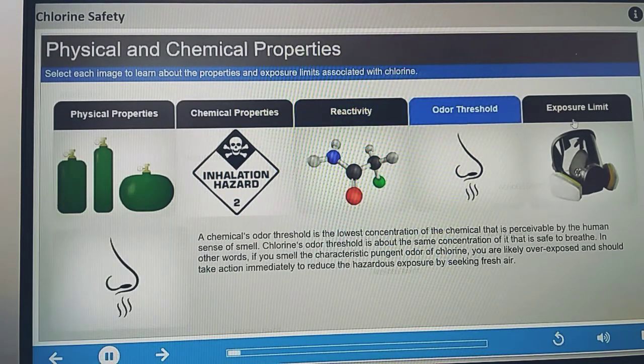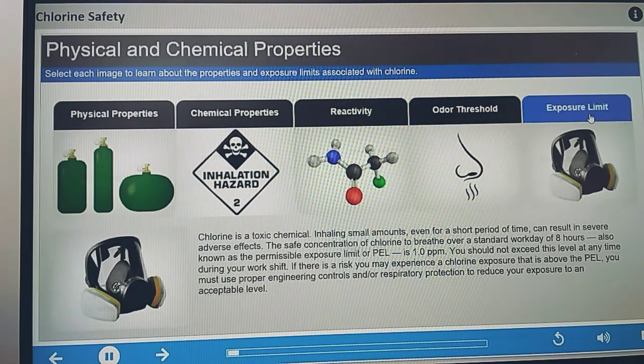A chemical's odor threshold is the lowest concentration of the chemical that is perceivable by the human sense of smell. Chlorine's odor threshold is about the same concentration of it that is safe to breathe. In other words, if you smell the characteristic pungent odor of chlorine, you are likely overexposed and should take action immediately to reduce the hazardous exposure by seeking fresh air.